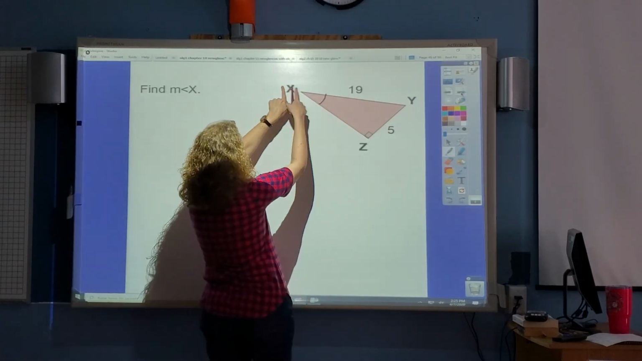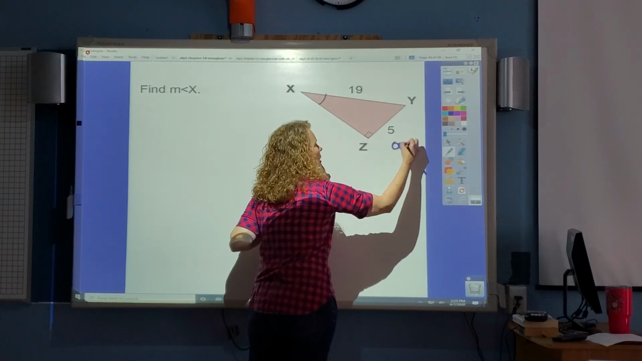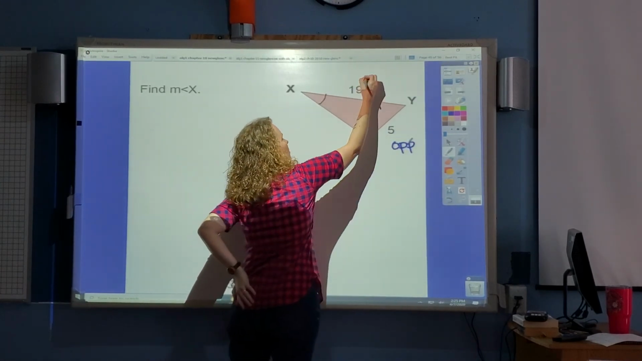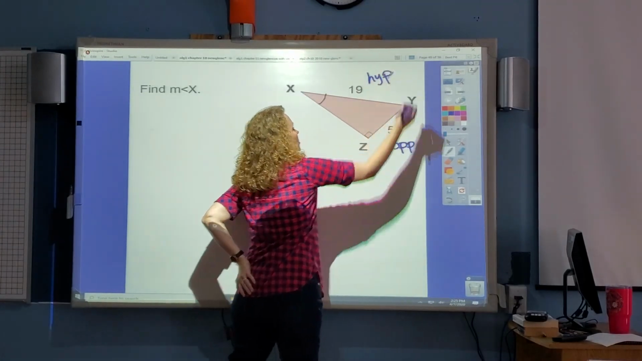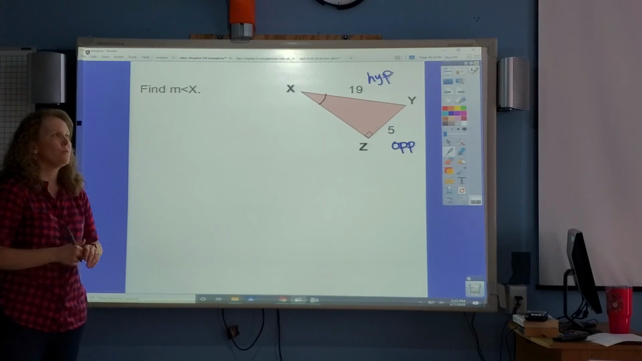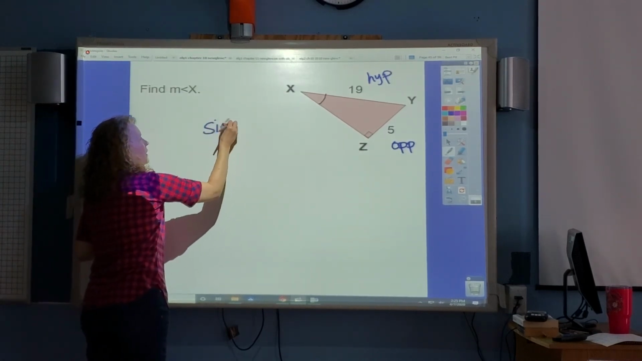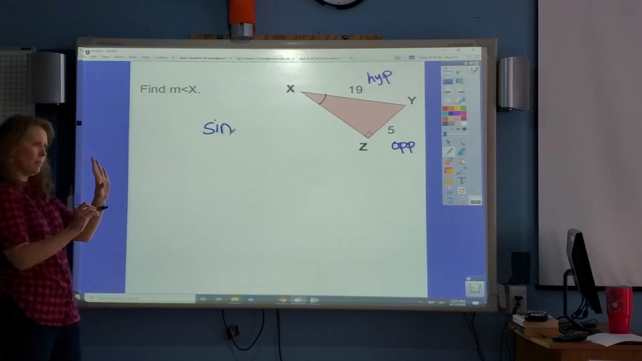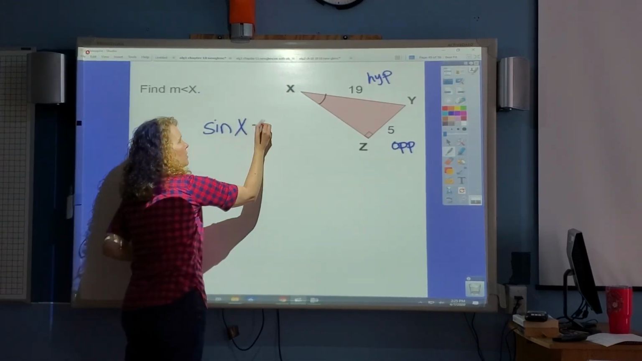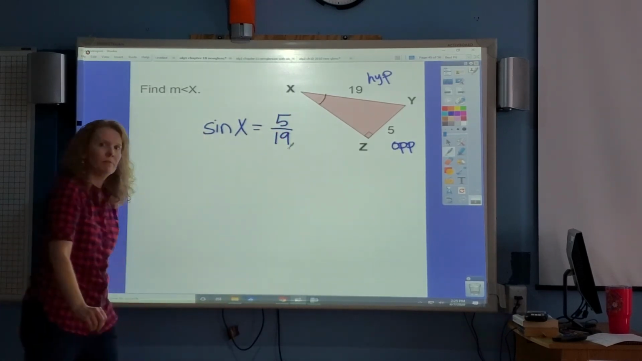This 5 is way far away from that angle. So that is your opposite side. This, you should never miss this one. This is your hypotenuse. And then start thinking, SOHCAHTOA, which ratio uses opposite over hypotenuse? That would be sine. Okay? So let me write it out first. So this means the sine of X would be equal to 5 over 19.